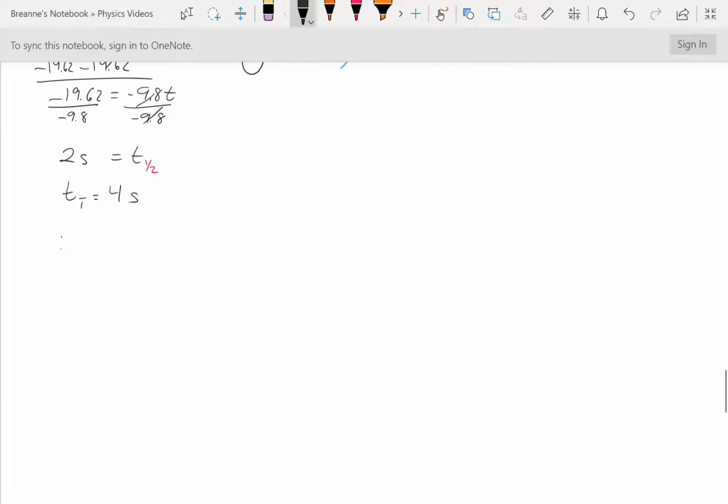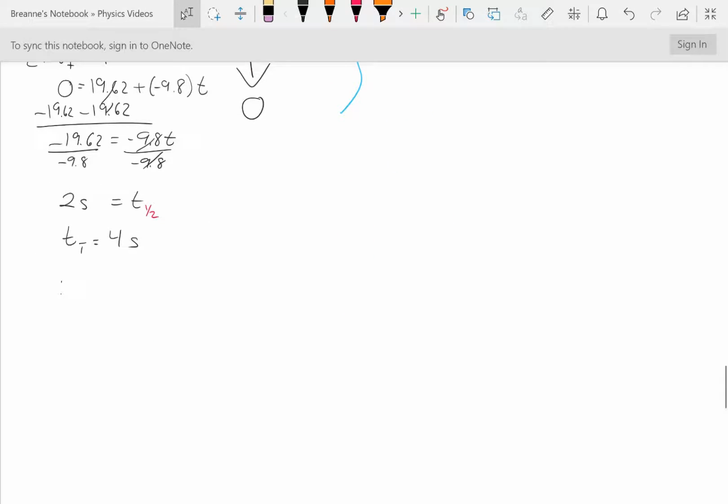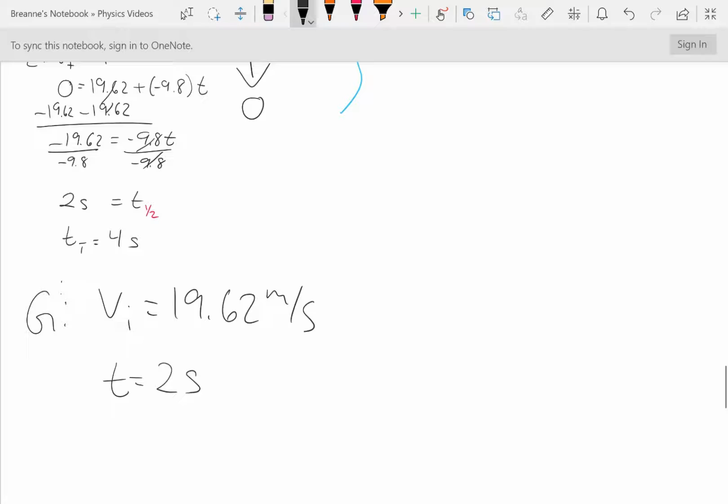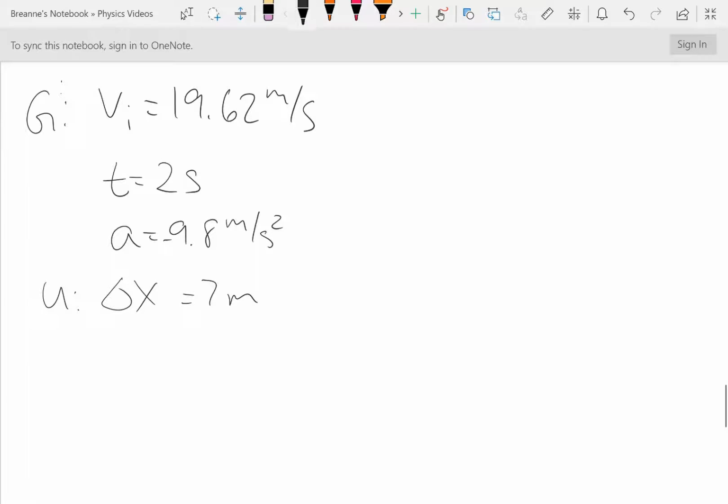Our givens are pretty much the same. Our initial velocity is 19.6 meters per second. We know time. Our time is 2 seconds. So we're just trying to find that little tiny spot. Our acceleration is negative 9.8 meters per second squared. And we're looking for displacement. That becomes our unknown.